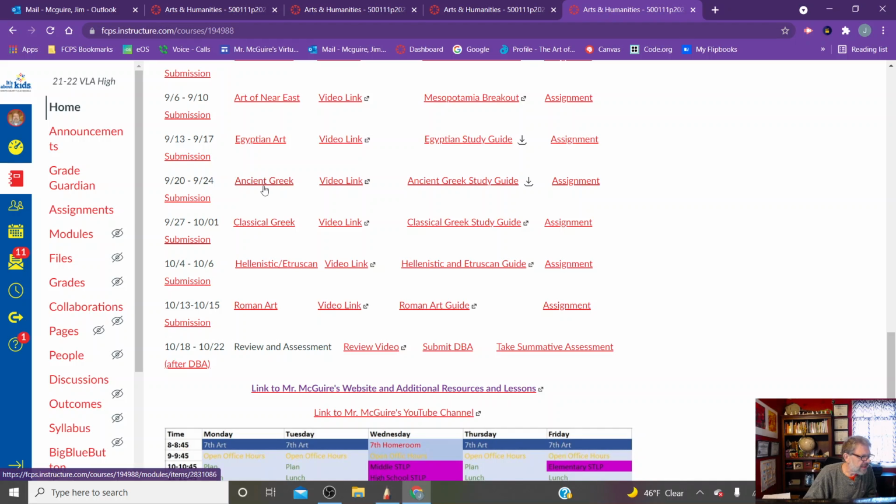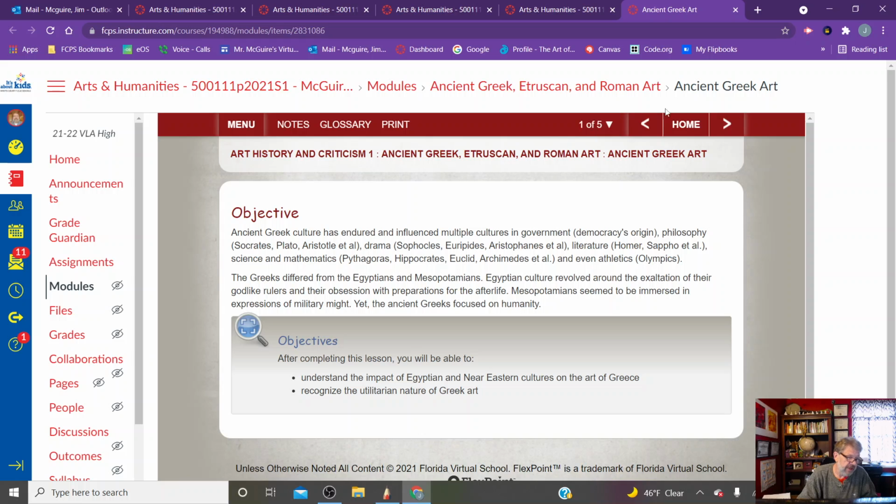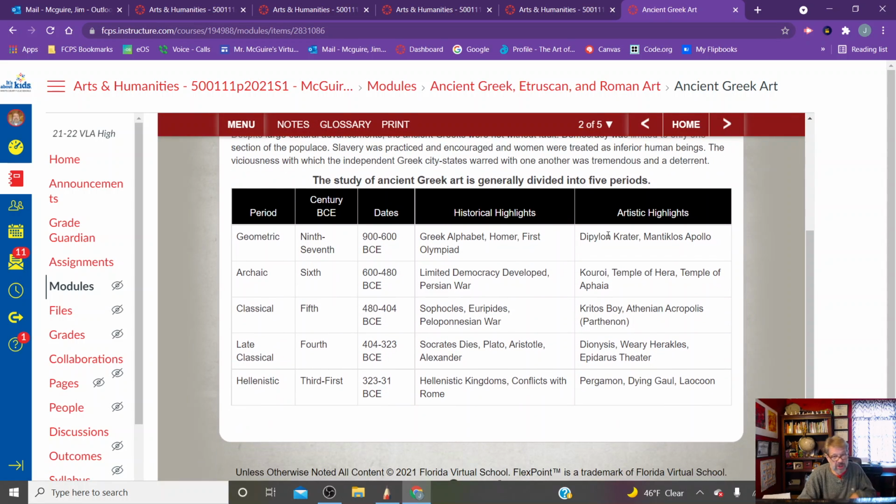Let's look at ancient Greece. There is a chunk from ancient Greece because, again, the Greeks are where we really start getting into this. You're going to need to be able to quickly identify geometric and archaic. You're going to want to know the difference between why something is classical, late classical, or Hellenistic. How can we tell those?